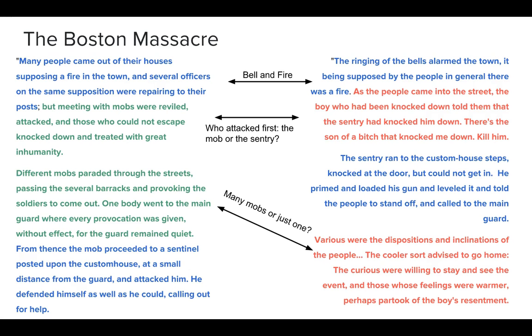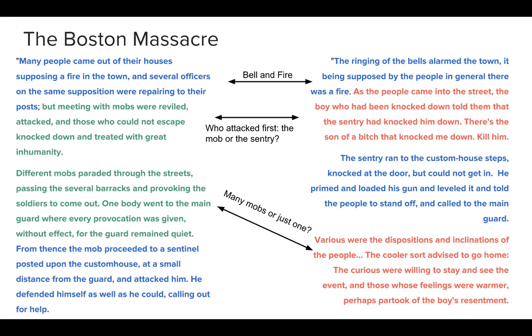Gage says that the sentry was attacked by the mob, and Adams says that the sentry knocked down a boy, and therefore the mob was attacked first, provoking what would later become the massacre. We've also got different accounts of how many people were there and what type of people were there. Gage says that there were different mobs parading through the streets, whereas Adams says that there were many different types of people within those mobs.